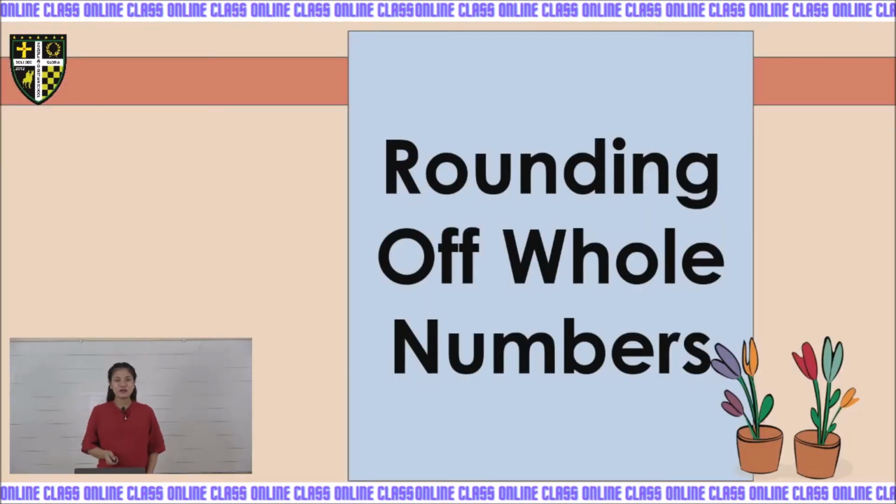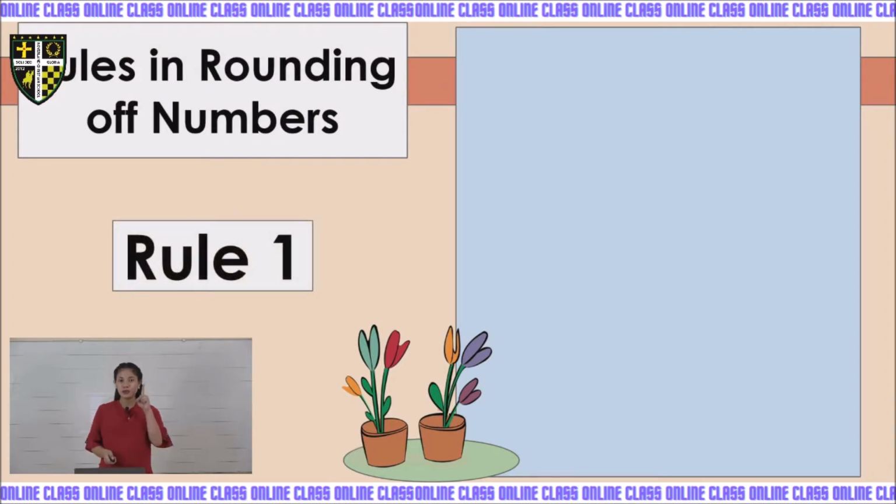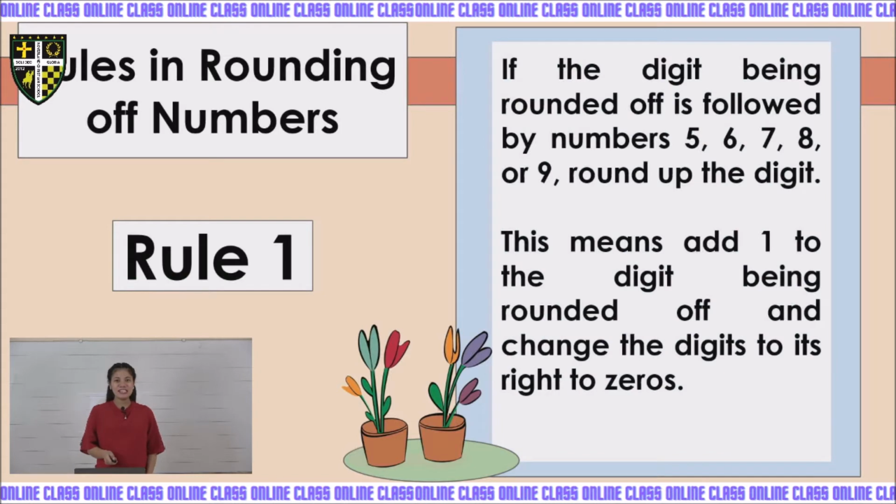Now let us move on in our topic for today. So our topic for today is all about rounding of whole numbers. I will repeat, rounding of whole numbers. So let us learn the rules in rounding of numbers. Rule number 1. If the digit being rounded off is followed by the numbers 5, 6, 7, 8, and 9, round up the digit. This means add 1 to the digit being rounded off and change the digits to its right to zeros.